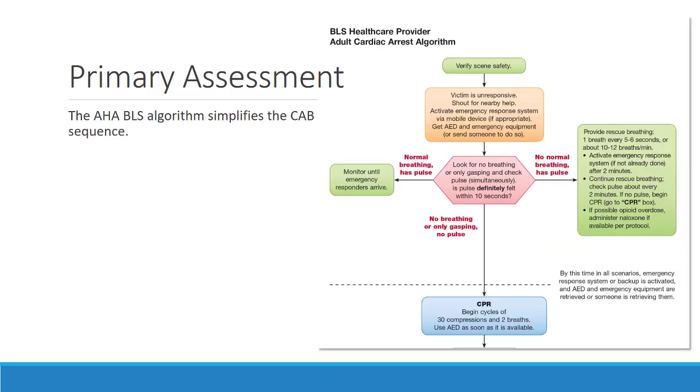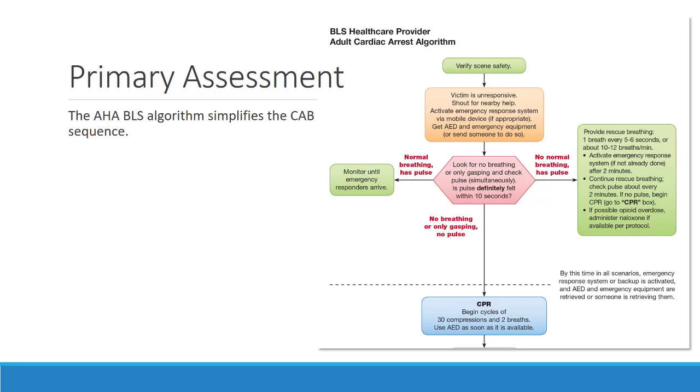The American Heart Association has a BLS algorithm which simplifies the CAB sequence. As we start from the top, we see that we verify scene safety. If our victim is unresponsive, it details what to do there. As we move down, we can see that in the center red box, we look for no breathing or only gasping, and check for pulse, simultaneously, no more than 10 seconds.